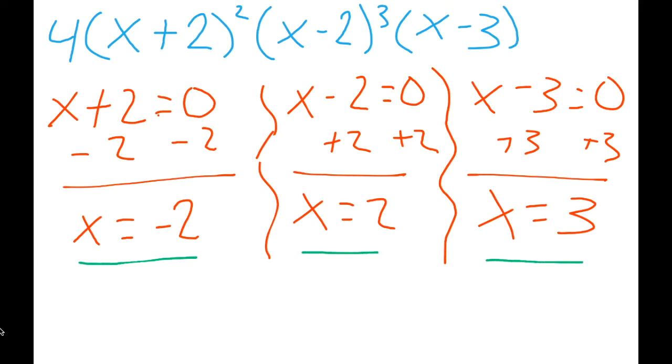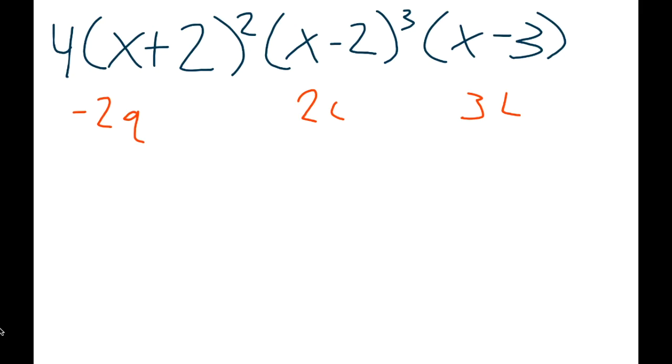Now that we have found our roots, we can determine if they are linear, quadratic, or cubic. Our negative 2 root would be quadratic since it has a 2. So our negative 2 is quadratic. Our positive 2 would be cubic because of the 3. And our positive 3 would be linear because there is an exponent of 1.